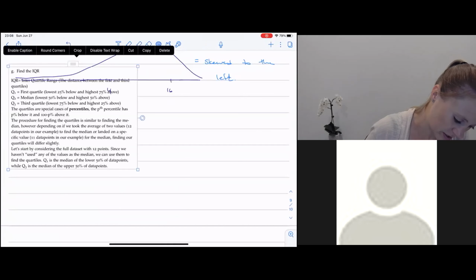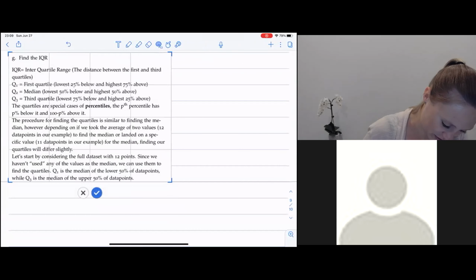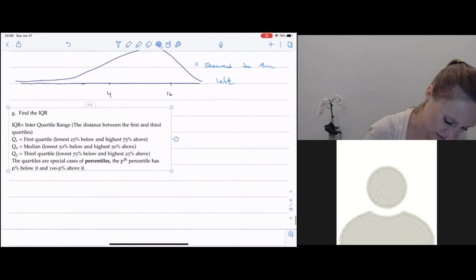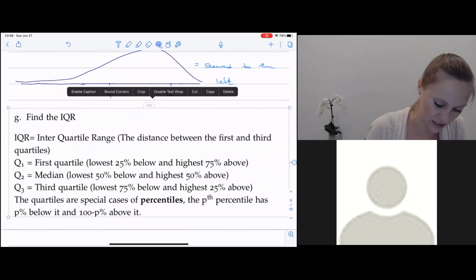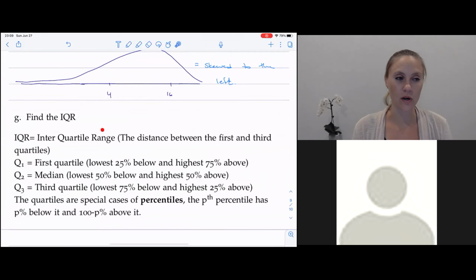So the interquartile range, it does use the quartiles, of course. So let's see here. We need to talk about the quartiles first. So the interquartile range, or the IQR, is the distance between the first and the third quartiles.